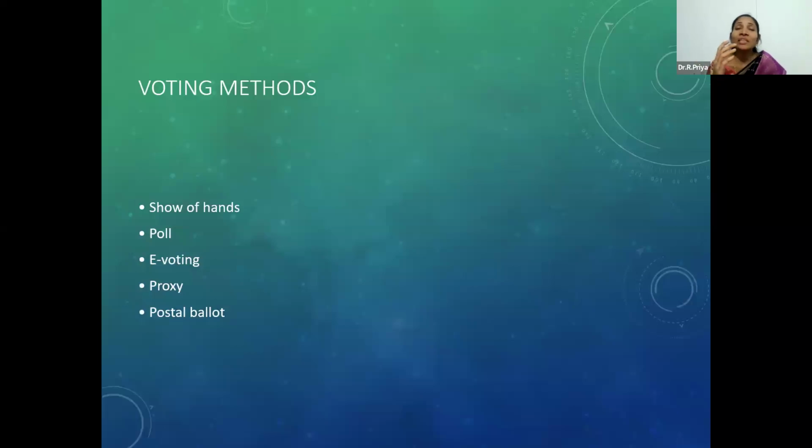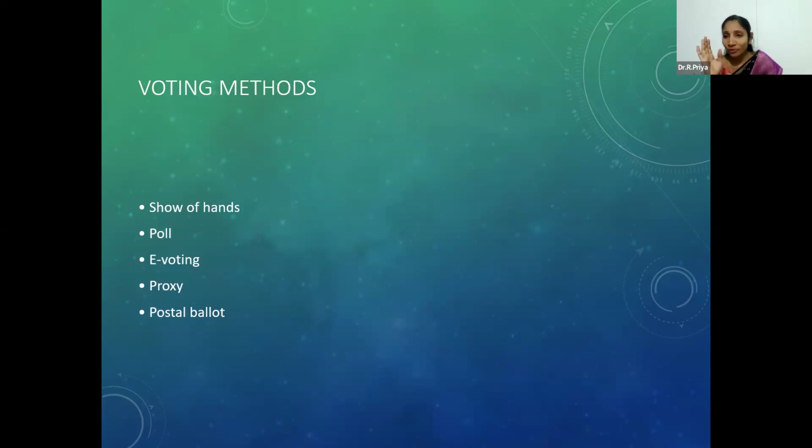Then, for example, how do we consider whether more than 75% are accepting or not? Through voting methods. Voting is the process through which members express their approval or disapproval of a resolution placed before a meeting. Different voting methods ensure fairness, inclusiveness and transparency.